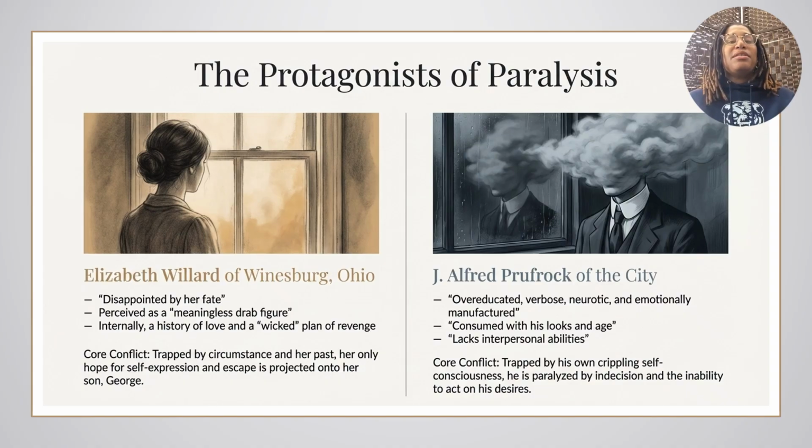For Elizabeth, look for external limits that shape her inner life. For Prufrock, look for internal habits of thought that become their own kind of prison.